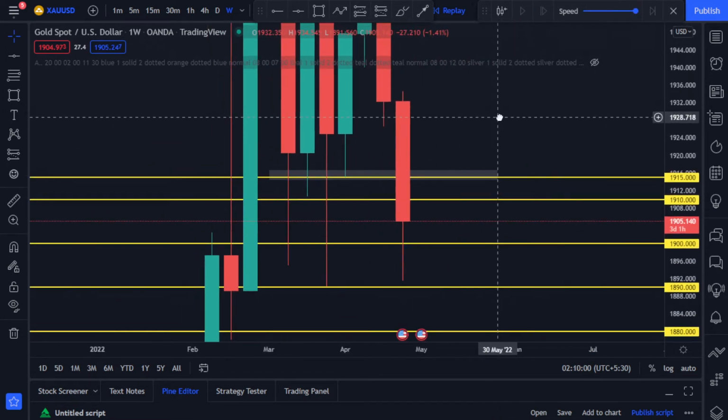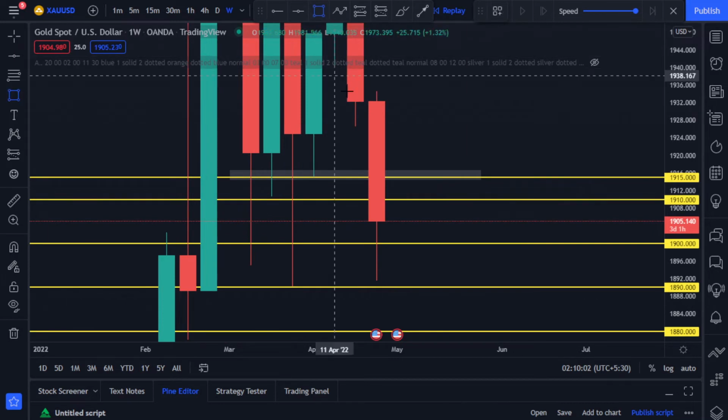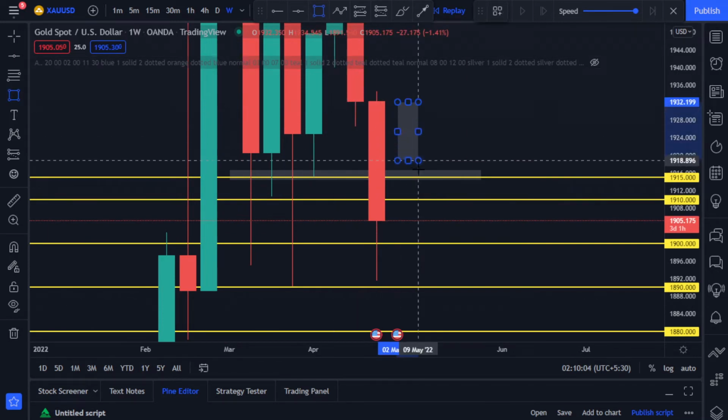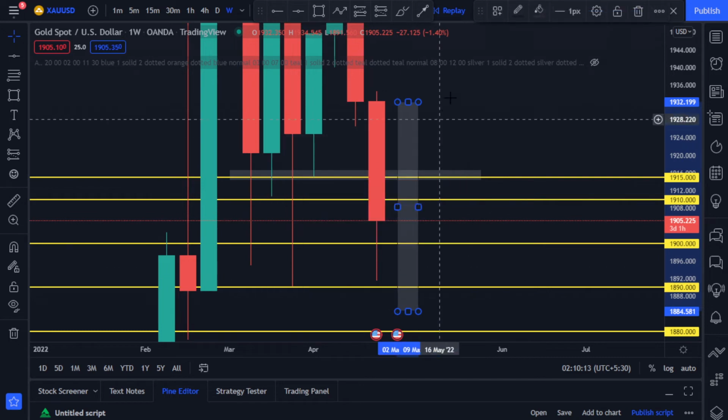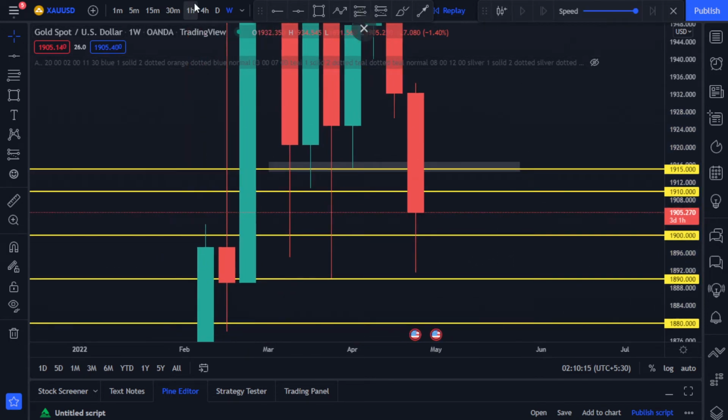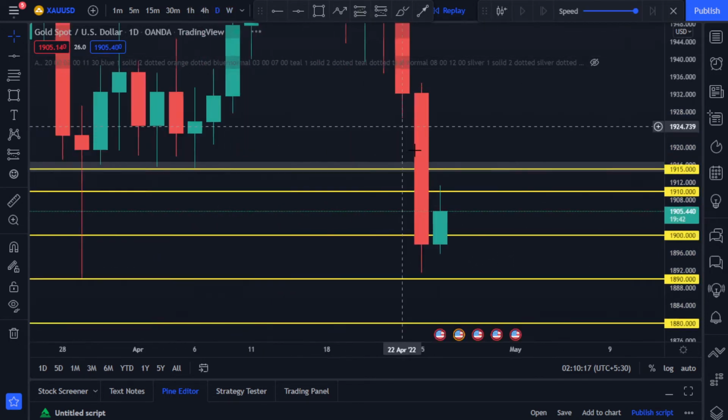Now look at this weekly candle, right? It's kind of pulling back. It opened just like this and dropped. Now it's basically pulling back, and now we'll see some nice continuation, right? So basically we can expect some nice moves in the coming days as well for gold being bearish.